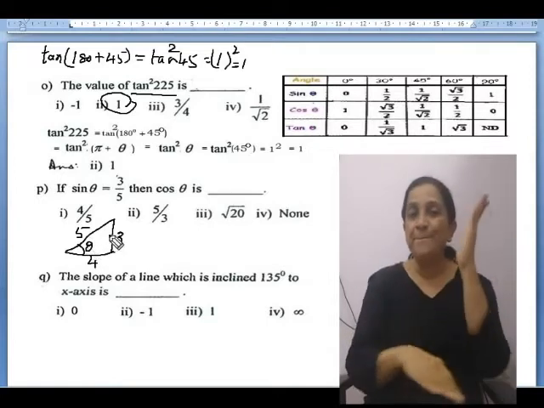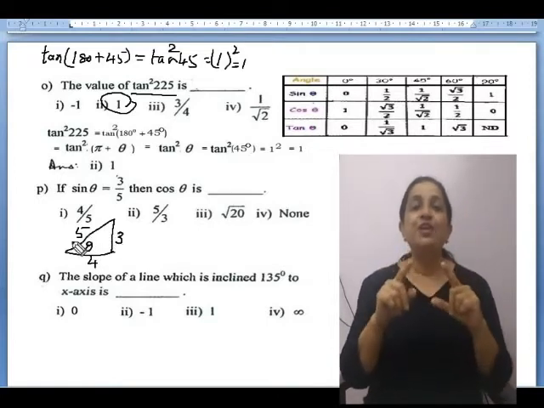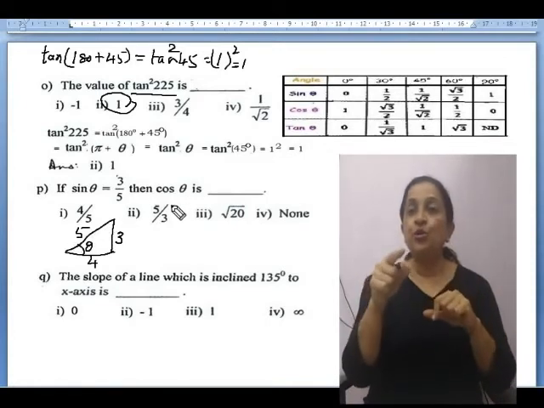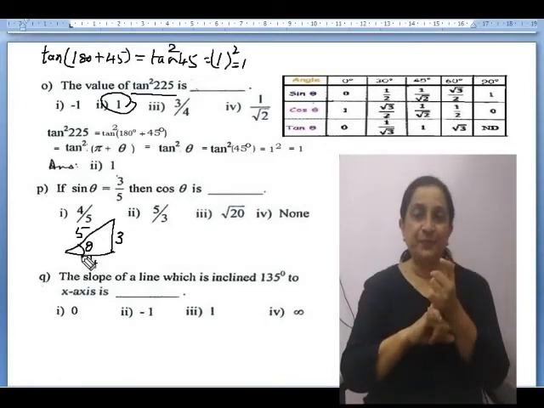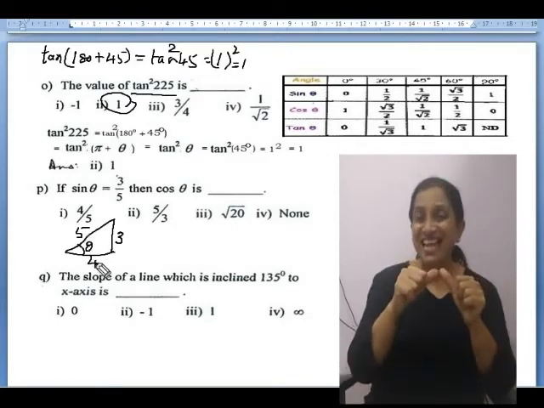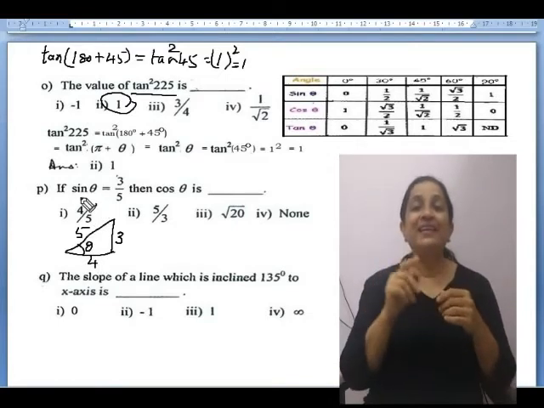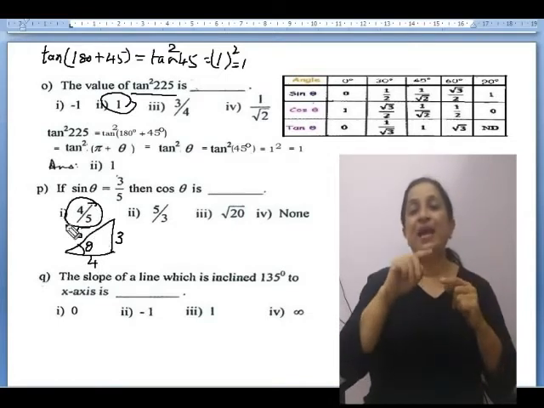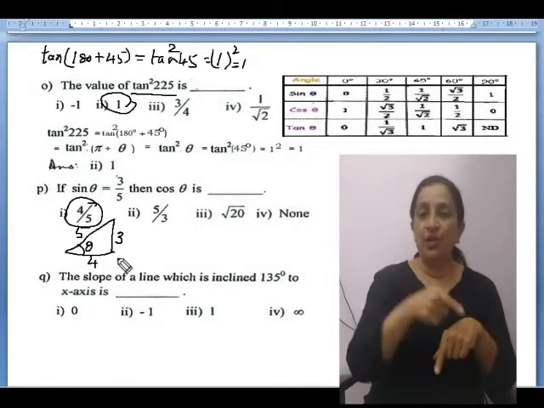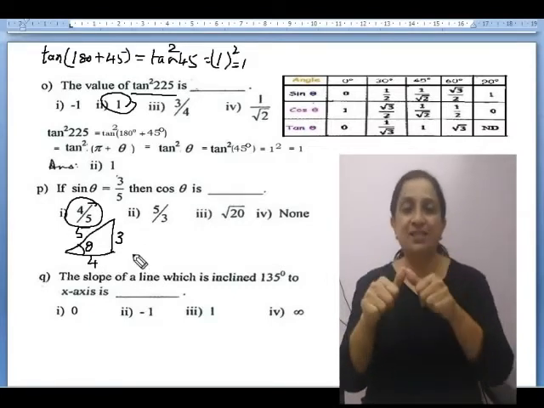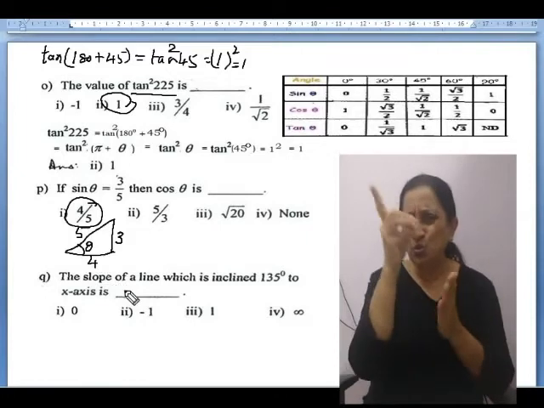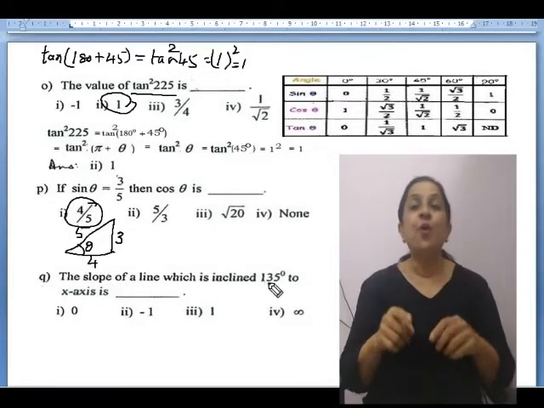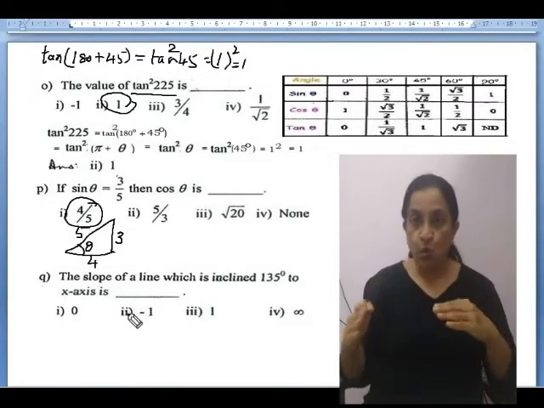So sin theta is 3, that is opposite side by hypotenuse. So cos theta is nothing but adjacent side by hypotenuse, that is 4 by 5. If you draw this picture, you will be able to easily see what is the value of cos theta.